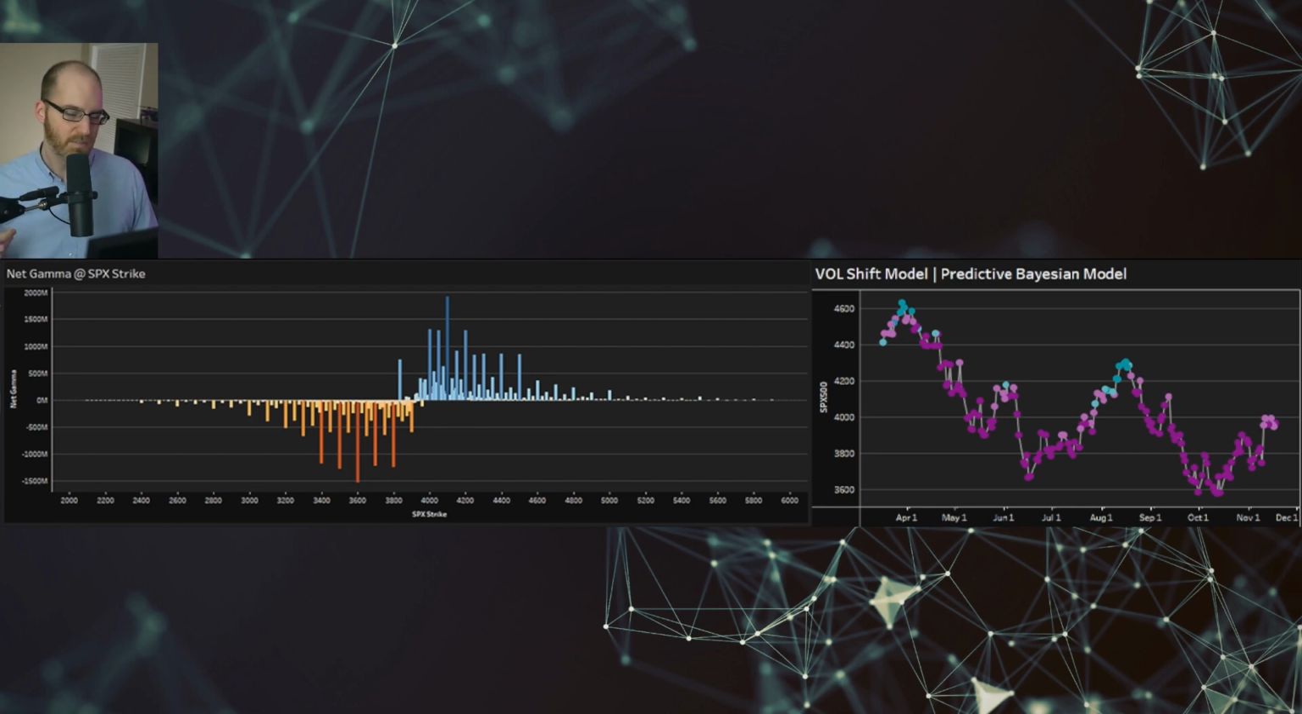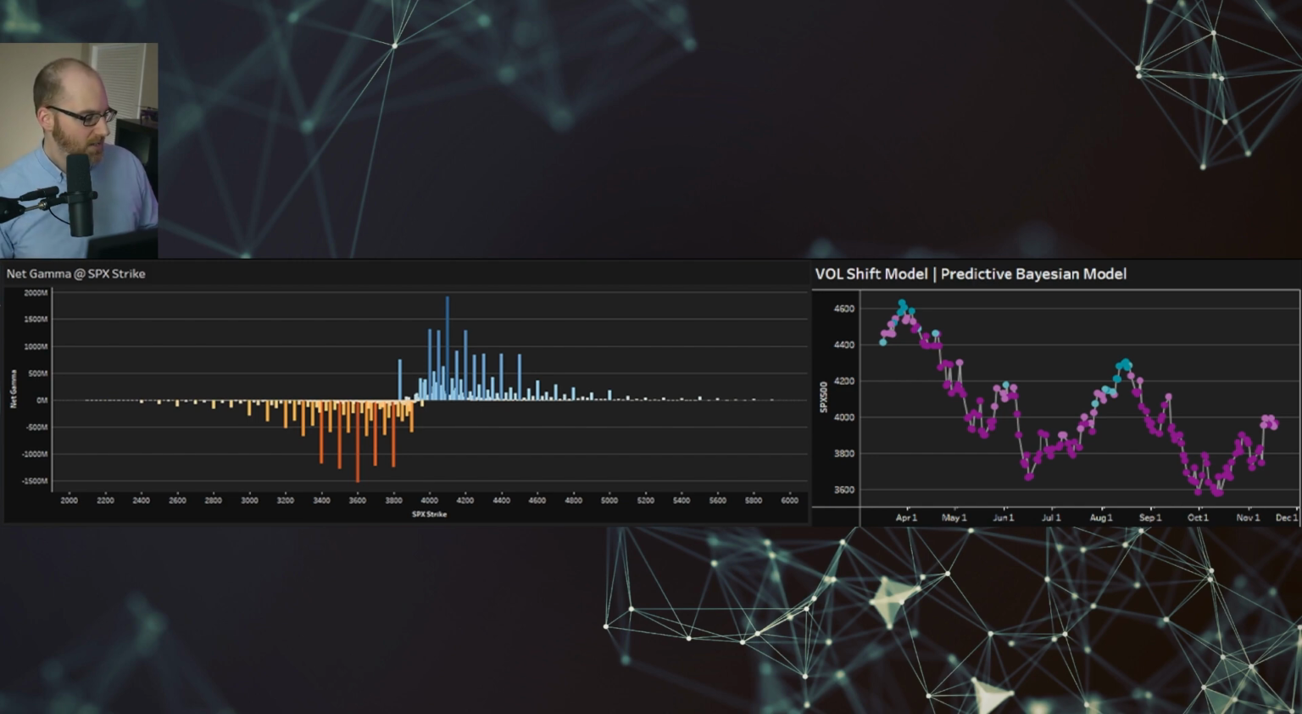So if it's purple or pink, that means it's anticipating a relatively big move. If it's blue, that means it's anticipating a relatively small move. I call it the shift model because as you shift from dark to blue, or purple to blue, that means you're getting into more of a condensed volatility market, and then vice versa. So just so you're aware of how that tracks.